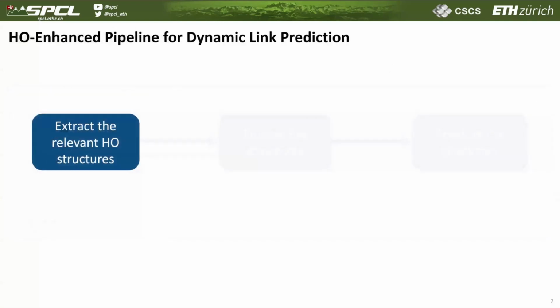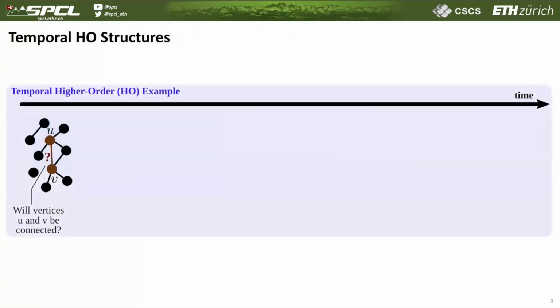So when extracting the relevant higher order structures, what structures do we actually care about? Right. So we are going to care about not just plain higher order structures, but something we call temporal higher order. So let's understand what this temporal higher order means in the context of this example here. Right? So we have again some example graph with two vertices u and v, and we would like to know whether these two vertices will be connected at some point.